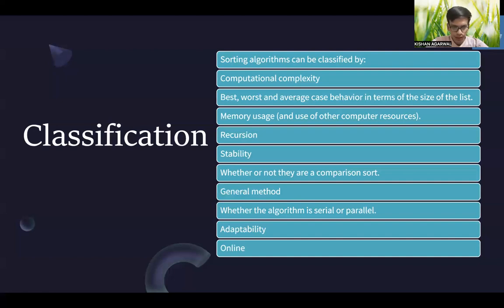Next is adaptability. What is adaptability? Whether or not the input affects the running time. Algorithms that take this into account are known as adaptive. Online: an algorithm such as insertion sort that is online can sort a constant stream of input. So these were the different classifications based on different parameters.